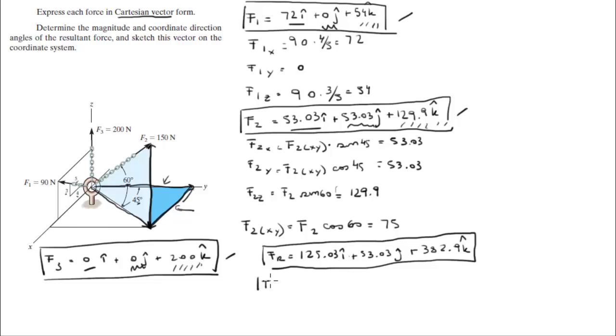But we need to find the magnitude in order to find the direction angles. The magnitude can be calculated by doing the square of each value, add them together, and square root them. So this is the x, this is the y component, and this is the z component. You plug them into this formula, and when you do, you're gonna get that the resultant force has a magnitude of 406.3.